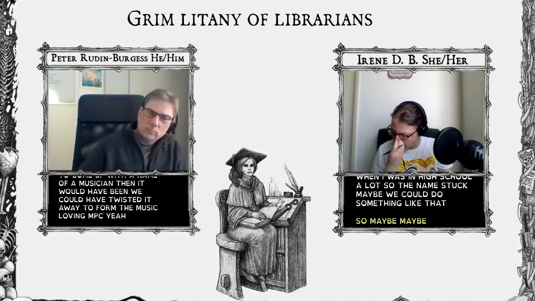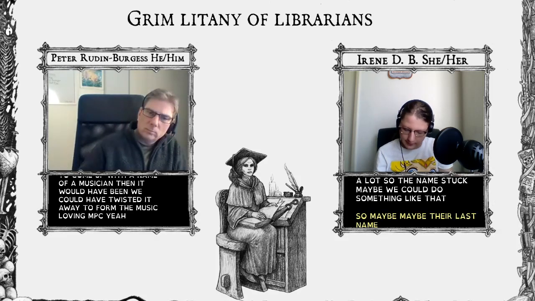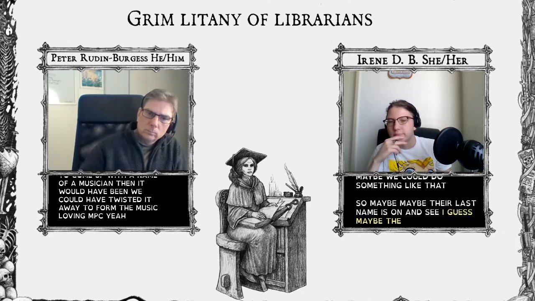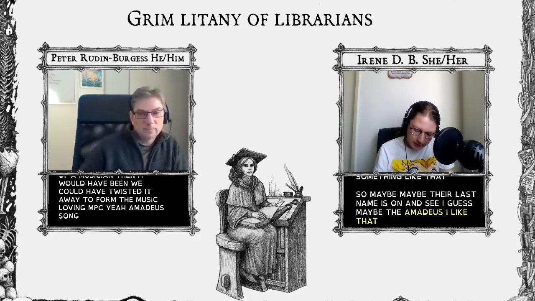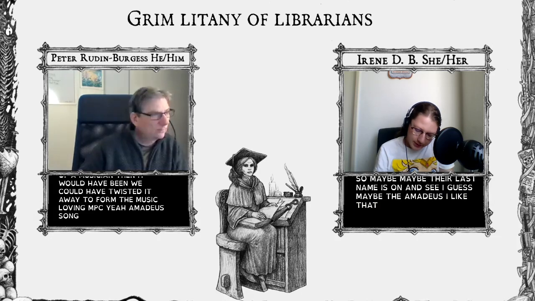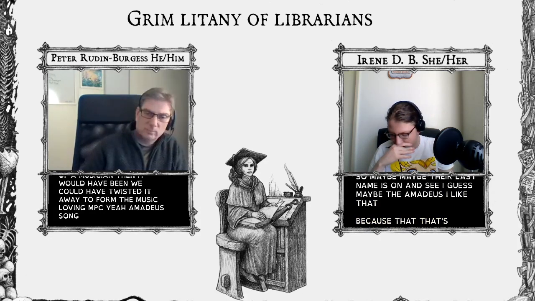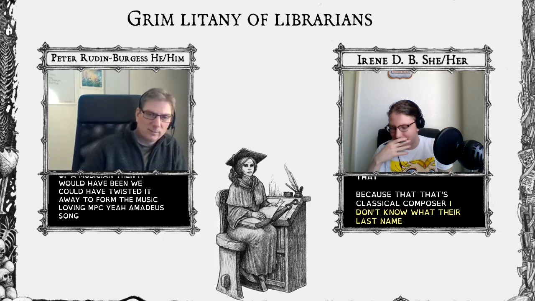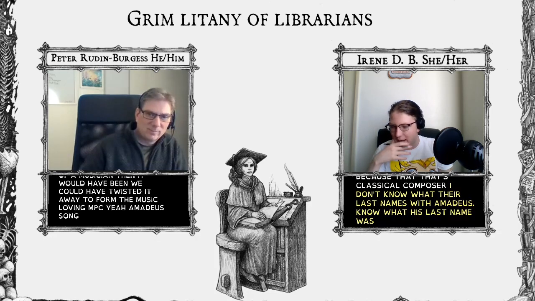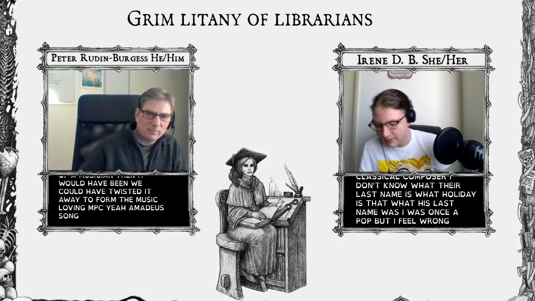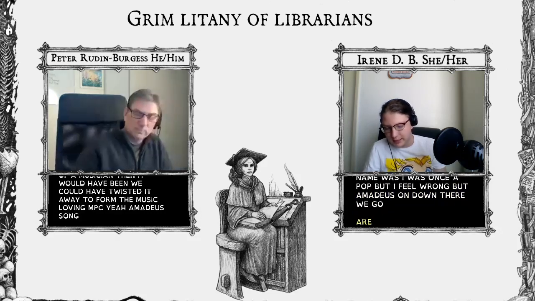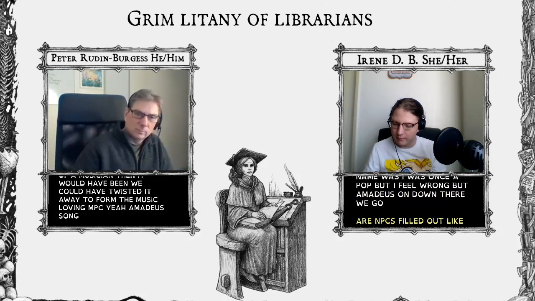So maybe their last name is Zahn, and let's see. I guess maybe Amadeus Zahn. Amadeus. I like that. Amadeus, because that's a classical composer. Yeah. I don't know what his last name was. I almost want to say Bach, but that feels wrong. But Amadeus Zahn. There we go. Yeah, and so we have our NPCs filled out. And I'm pretty happy with that.